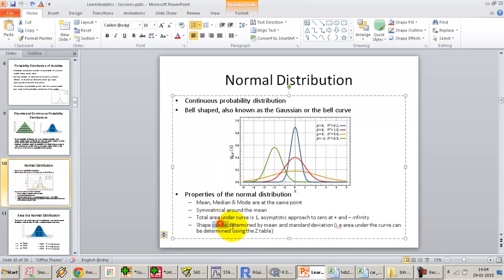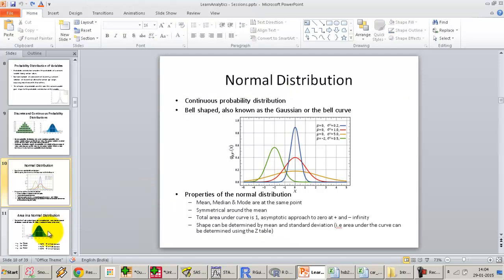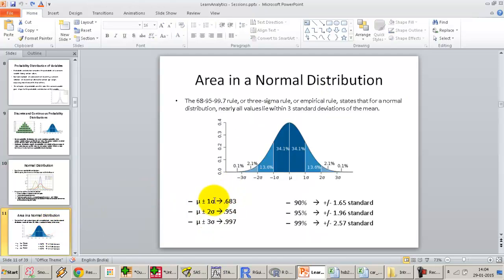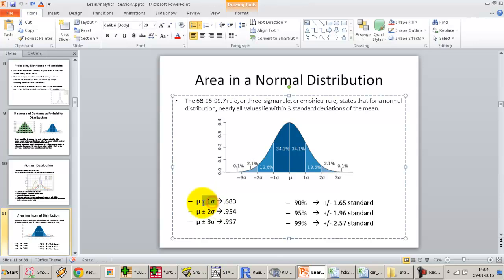And the shape can be determined by the mean and standard deviation by looking at the Z table, or the normal distribution's probability density function. The key highlights are that within one standard deviation of the mean is going to account for 68.3% of the observations, plus minus 2 standard deviations account for 95.4% of the observations, and plus minus 3 standard deviations is going to account for 99.7% of the observations.